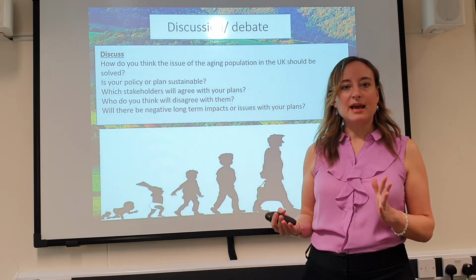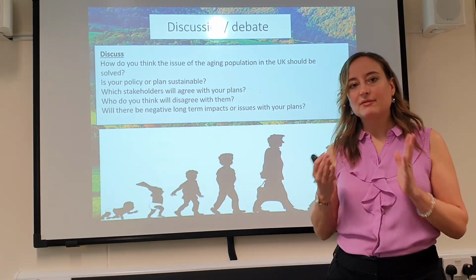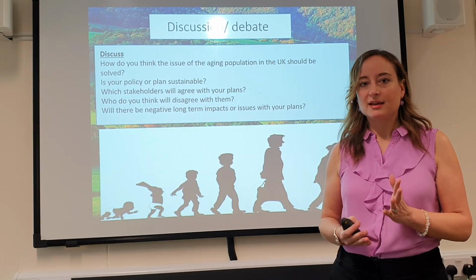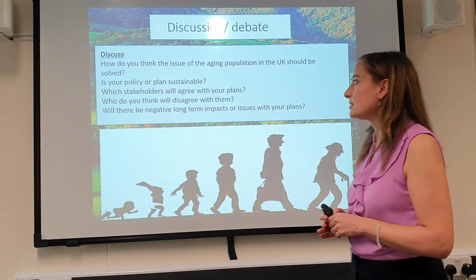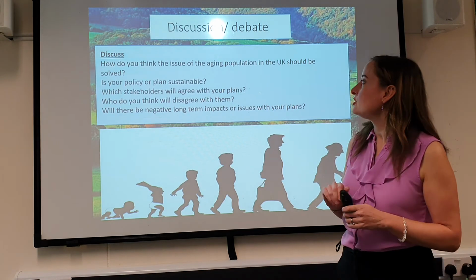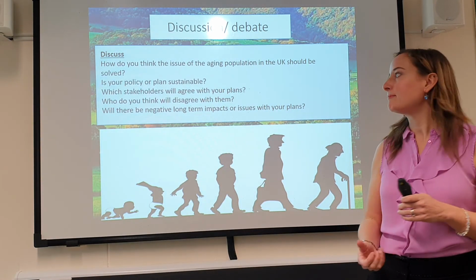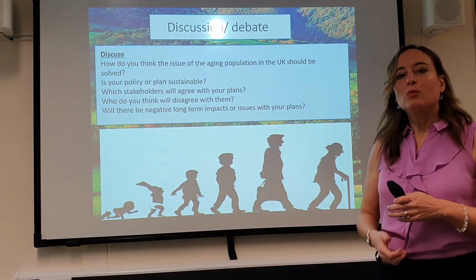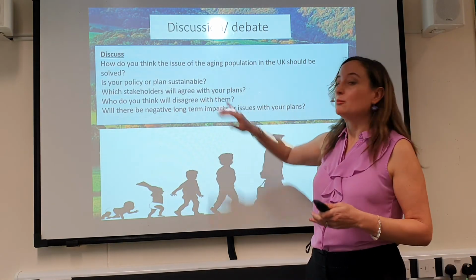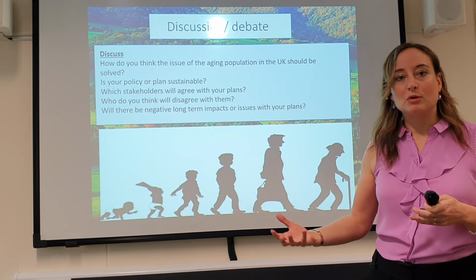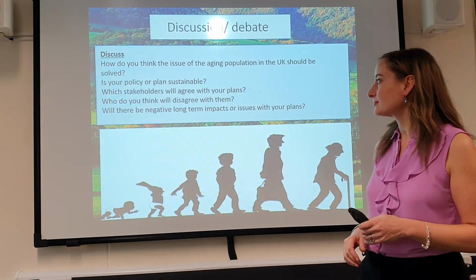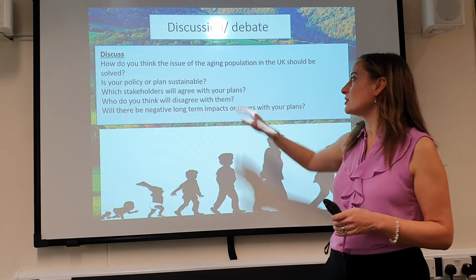Okay, so after we've done that, I'd just like to have a think about some of these questions, as if we were to be able to debate them. So how do you think the issue of the ageing population should be solved? What's your personal opinion on that? What's your plan? Is your plan sustainable? Will it last into the long term? Will people support your plan? Which stakeholders will agree with your plans?